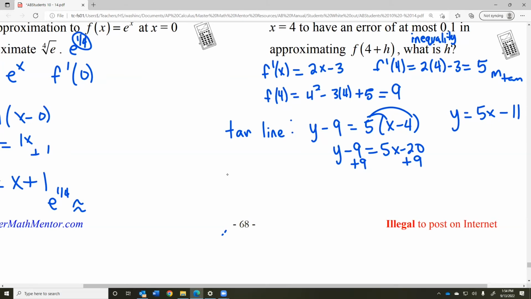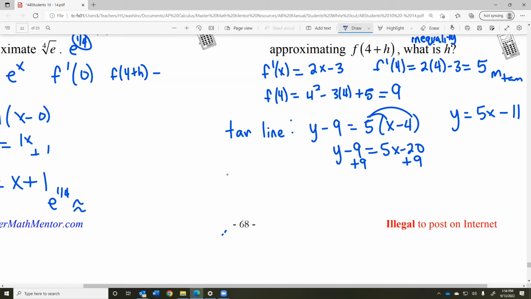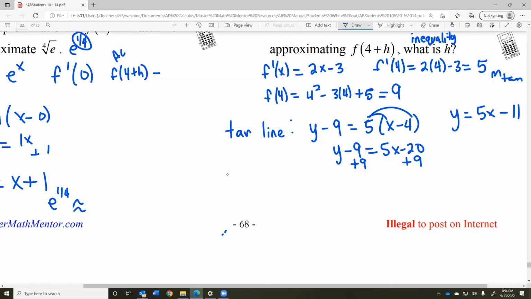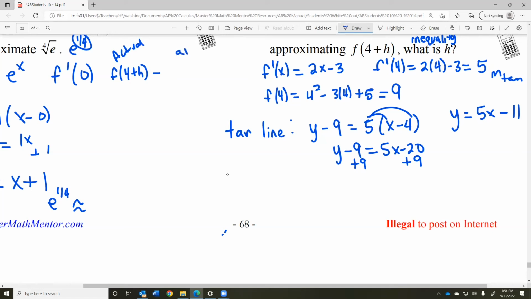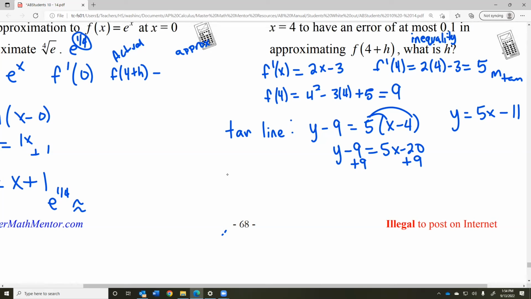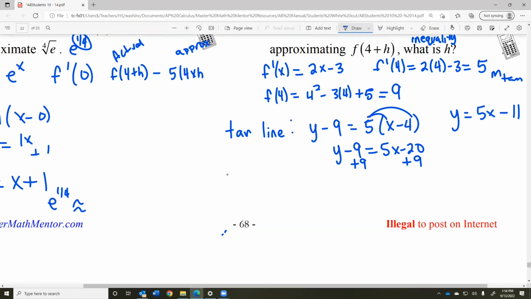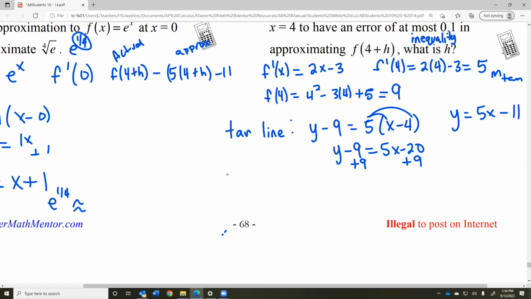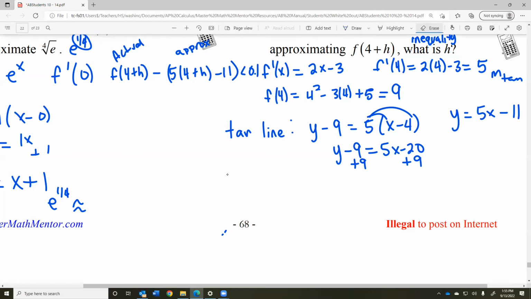We end up with f, let's write it over here so I have room, f of 4 plus h minus, so that's going to be the actual value. This is the actual value, and we're going to subtract the approximate value. The approximate value is going to use the tangent line, which would be 5 times 4 plus h. Why did I put an x there? I need to put an x there. 5 times 4 plus h minus 11. We're using the tangent line for that, and that's in parentheses. And we want that to be at most 0.1. So that's got to be less than 0.1 in this case.